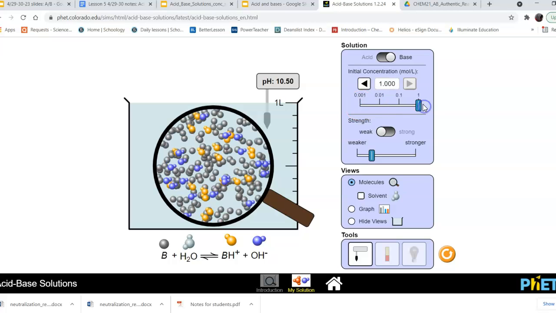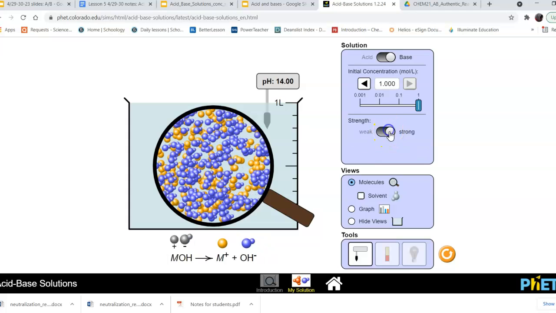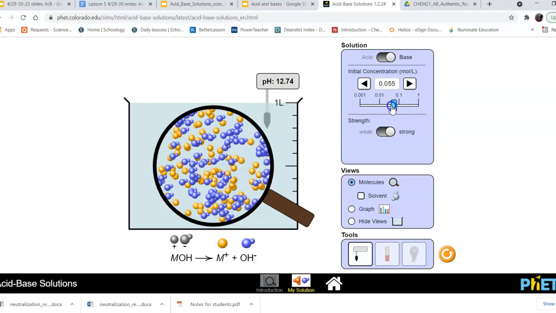And if this is kind of tough to follow, you can always come back to the simulation. I have the link for you, so you can just play on your own and you can see how that works. Okay, but the same idea applies for bases. And then you can go for a strong base where there's no equilibrium. It fully dissociates. And again, the same principle applies. If you lower the concentration of the base, you're also lowering the pH.